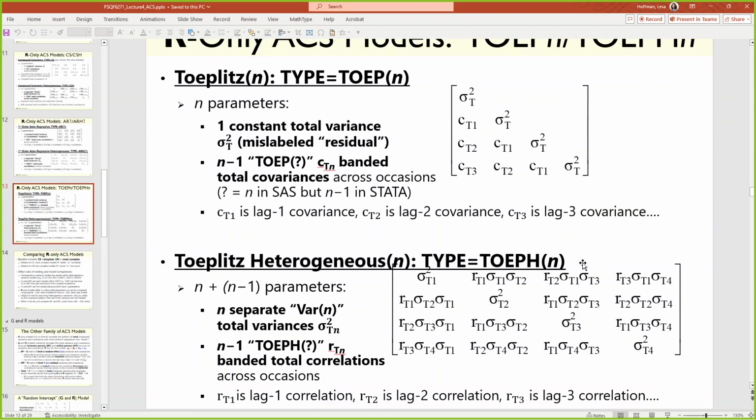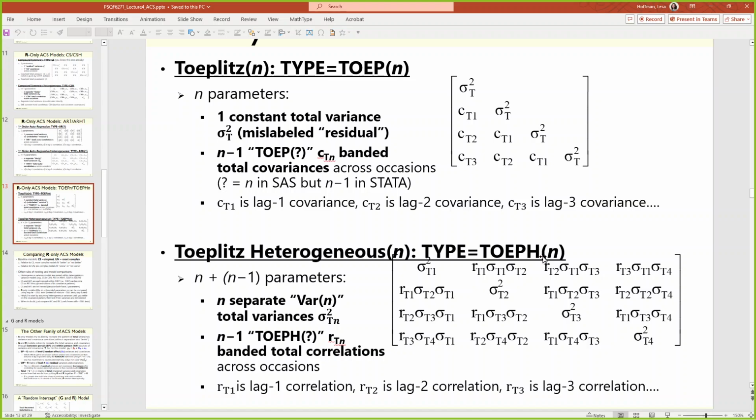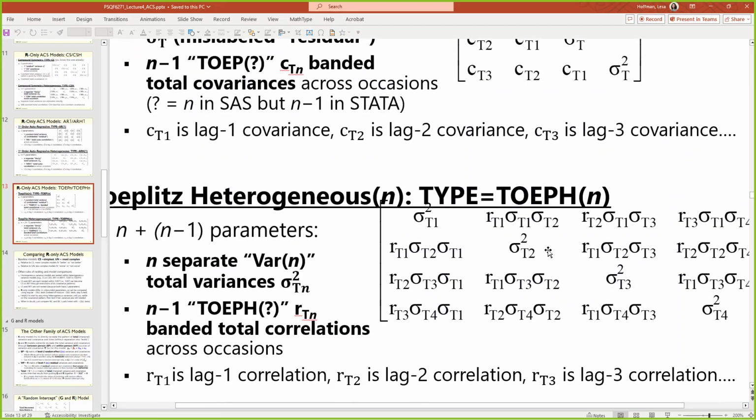This one also has a Toeplitz H cousin. And let me zoom in so you can see this a little bit better. What's the H stand for? Heterogeneous. So all of them have an H variant. And it's confusing because homogeneous also starts with an H. So adding the H is really not super informative, but that's the convention. So H stands for heterogeneous. Homogeneous is the default for a lot of these.